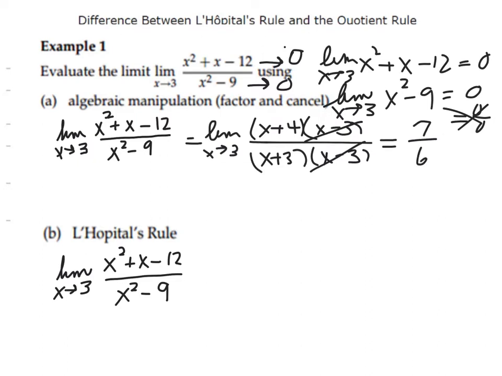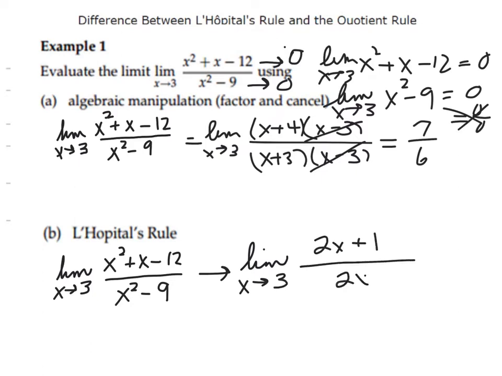So to do this using L'Hopital's rule, we would not set it equal, but we would apply it because it's indeterminate. And we would take the derivative of the top over the derivative of the bottom. We would apply direct substitution and get 7/6.